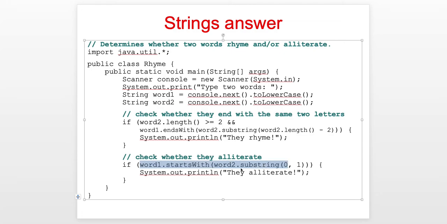And then for our check for alliteration, we just get the first two characters of word2 by using the substring, and this doesn't return a boolean; it returns a string. But we just pass it right on into the startsWith parameter, and startsWith checks whether word1 indeed starts with this, and if they do, then you just say they alliterate. And startsWith returns true or false, so we can just put it right into the condition of our if statement.